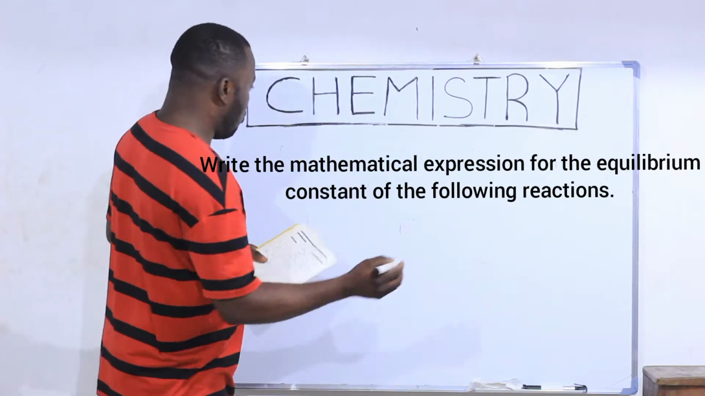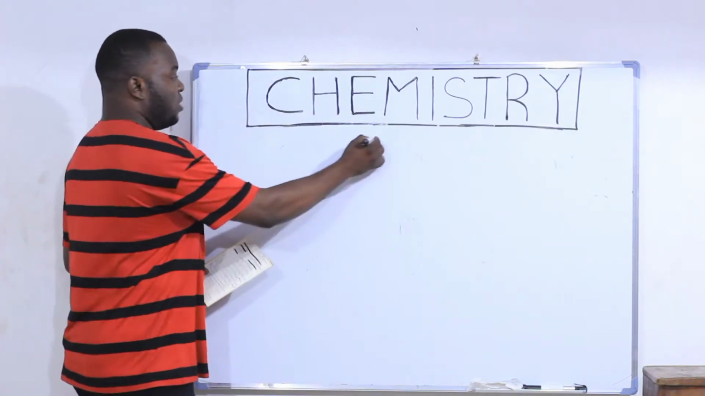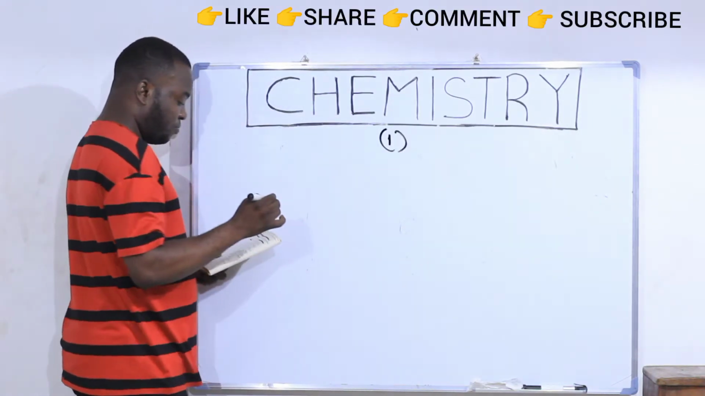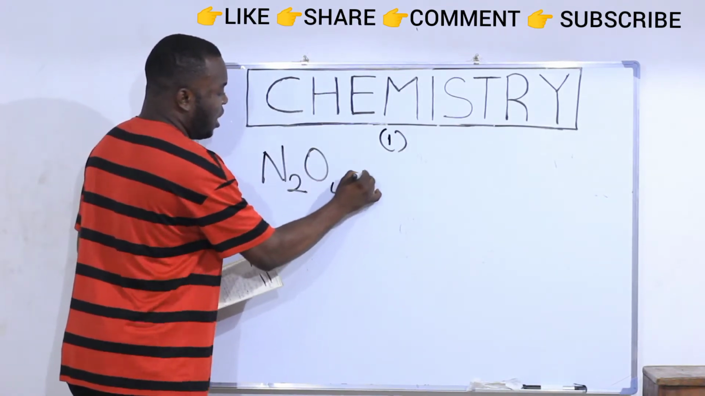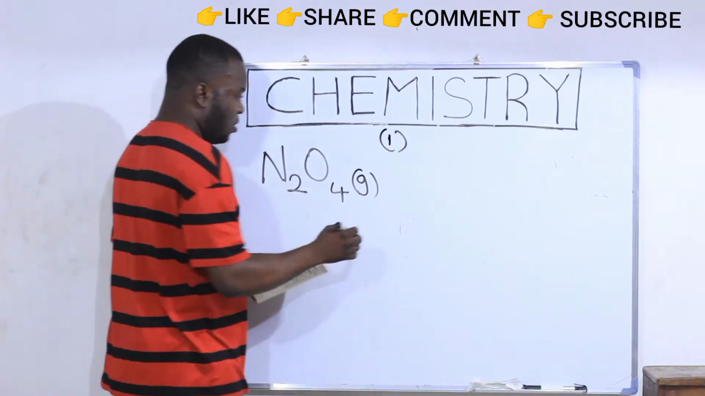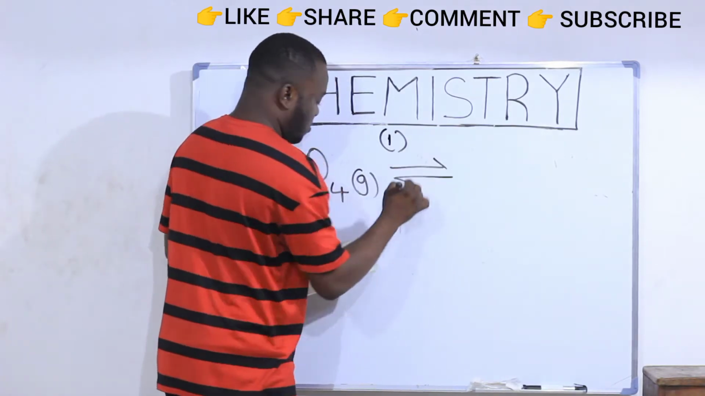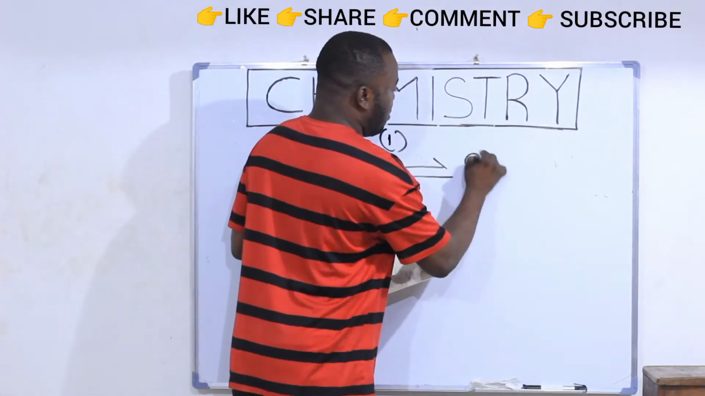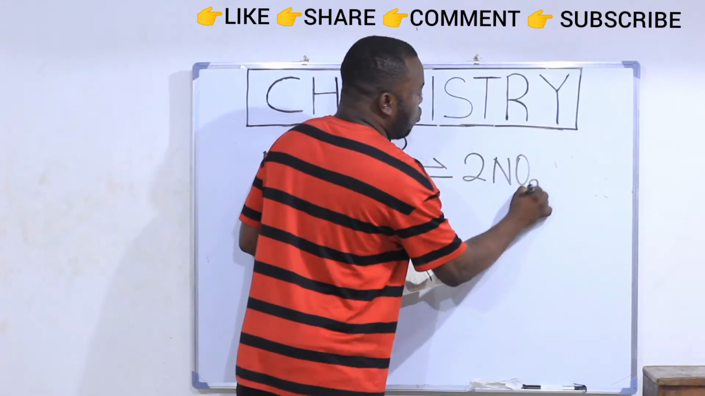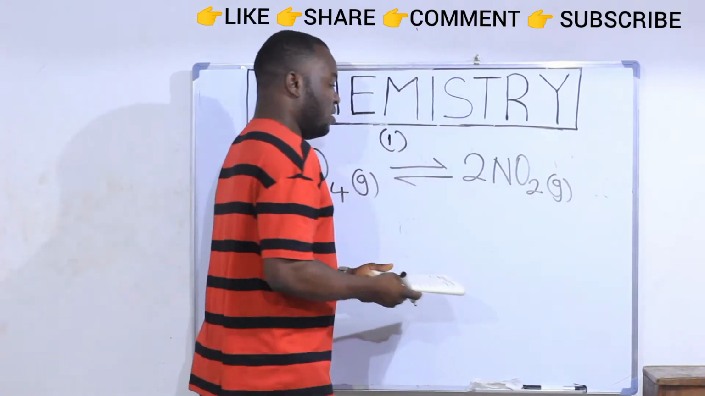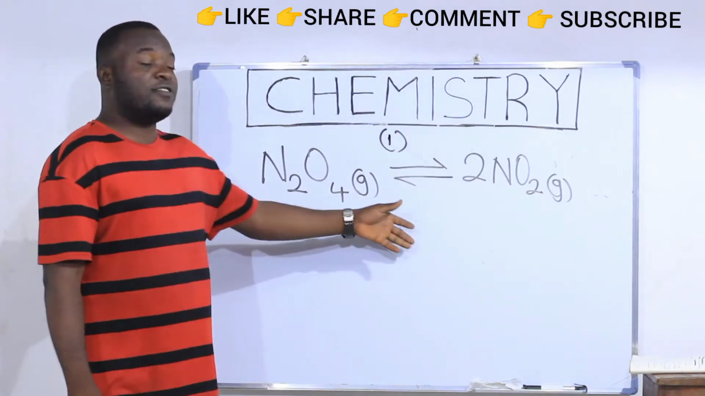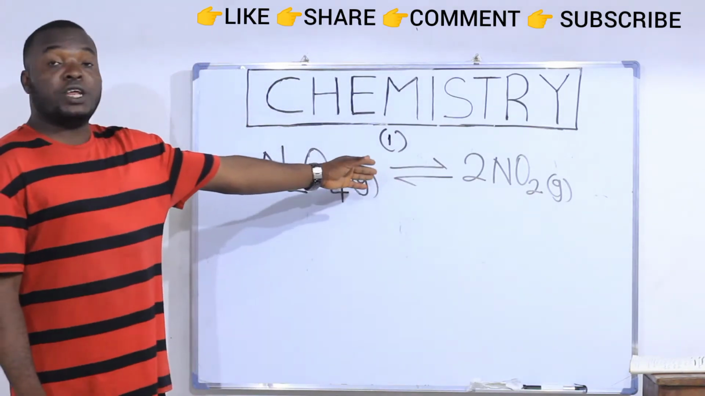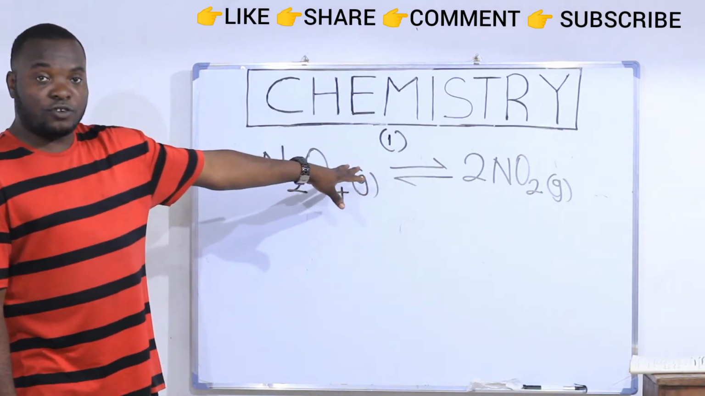And the equation for number 1 says N2O4 gas reversibly gives 2NO2 gas. This is the equation given for the first one. We are asked to write the expression for the equilibrium constant of this equation.